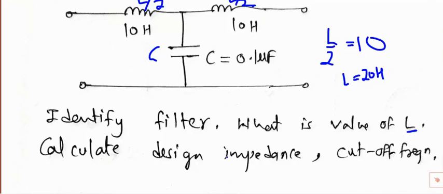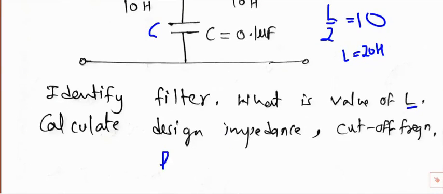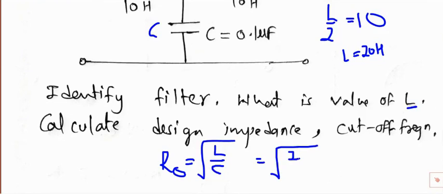Then what is design impedance? R0 equal to under root L by C. L is 20, C is 0.01. 20 divided by 0.01. So this type of questions will come in the exam.